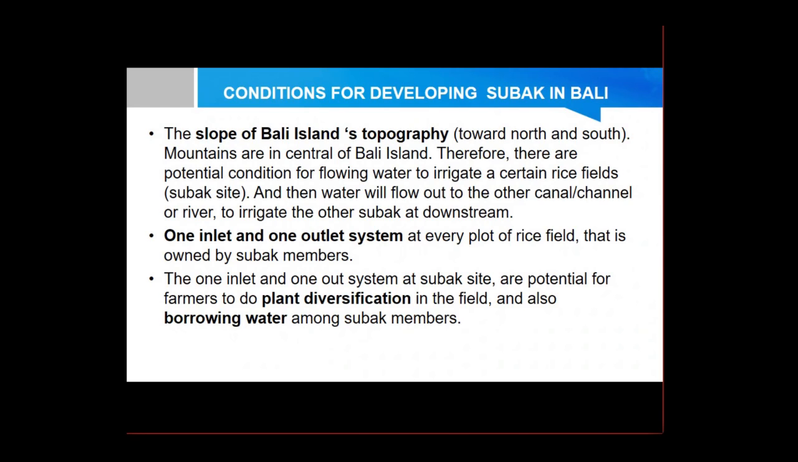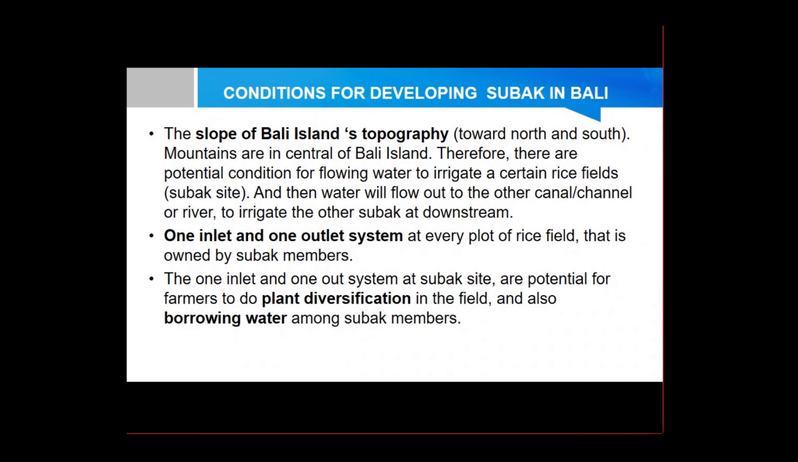And then in the subak area, we must implement what we call the one inlet and one outlet system. Every farmer must have one canal, one inlet, and then after they use the water in the rice field, that water will go out from the outlet and then flow through the other canal and then flow to the downstream and then be used by the subak in the downstream, or the farmers in one subak area. At least every farmer in one subak must have one inlet for water to enter and one outlet for water out, or flow to the other canal.